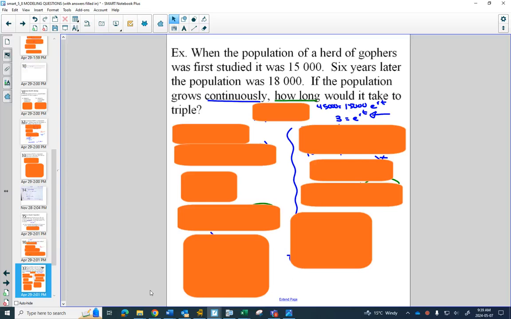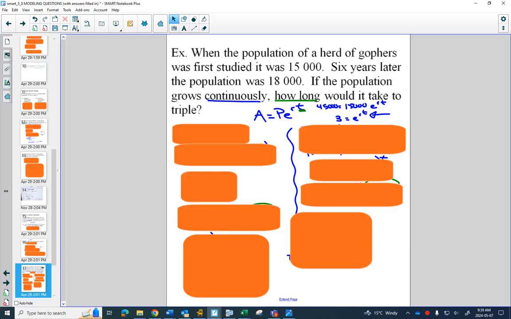And then these are going to be the most complicated population questions that you will get. I have one of these on your quiz, and I think I have one of these on your test. So we're looking at a population of some animals. They've got a herd of gophers. When first studied, there were 15,000. 6 years later, the population was 18,000. This is definitely a PERT question because it's growing continuously. Again, that would be given to you in the question. If the population grows continuously, how long does it take to triple?